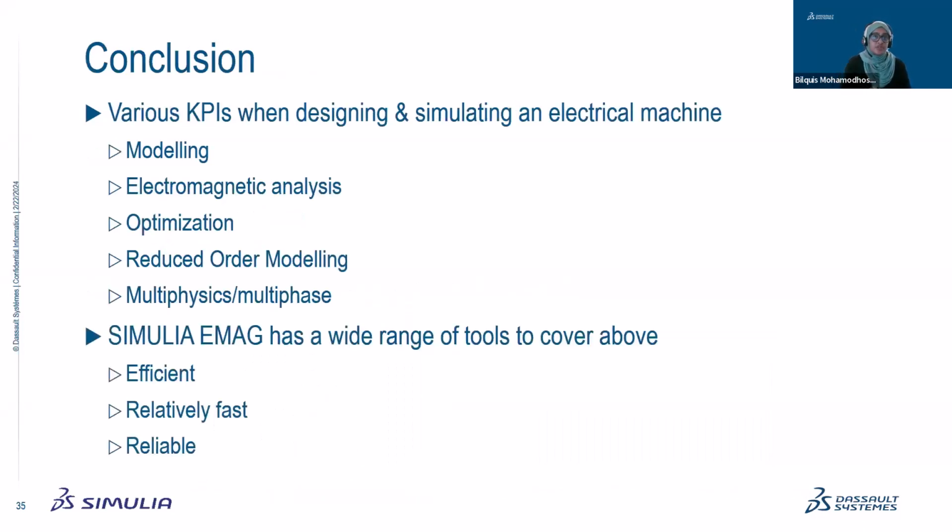So just to conclude very quickly, we've looked at the different KPIs when designing and simulating an electrical machine with our electromagnetic solutions: mainly modeling, electromagnetic analysis, optimization, reduced order modeling, and multi-physics analysis. All the electromagnetic tools that we have cover all of this, so that you can make your simulation more efficient and also your machine more efficient, faster and more reliable.